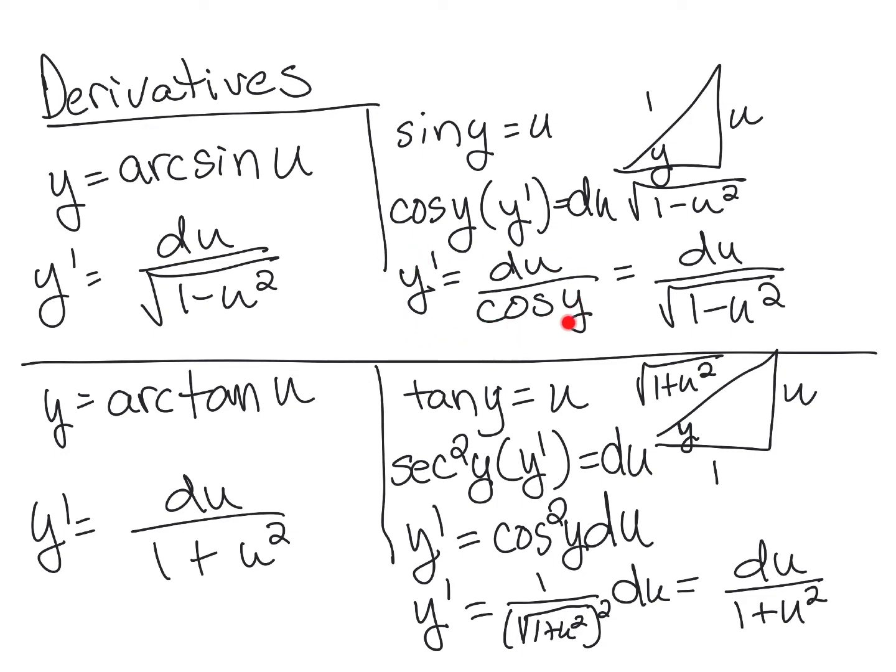But what's the cosine of y? Remember, y is that angle. Cosine is adjacent over hypotenuse. Where did this come from? We knew the sine was u over 1. So this squared minus this squared, square root, is the other leg of the triangle. So the cosine is the square root, adjacent over hypotenuse over 1. And there's your derivative of the arcsine.